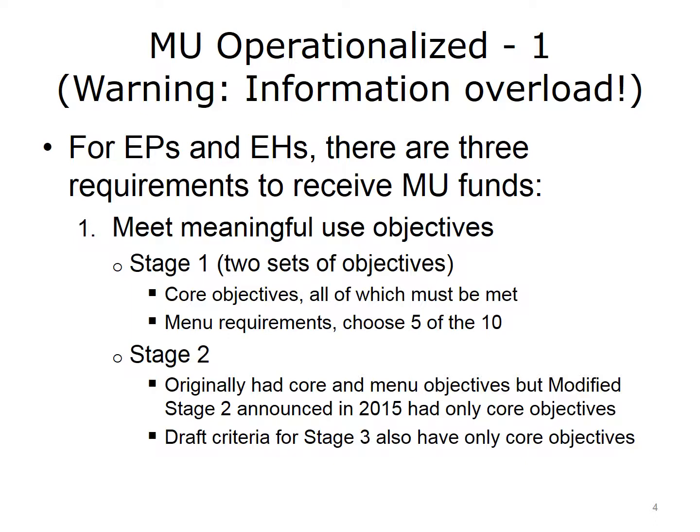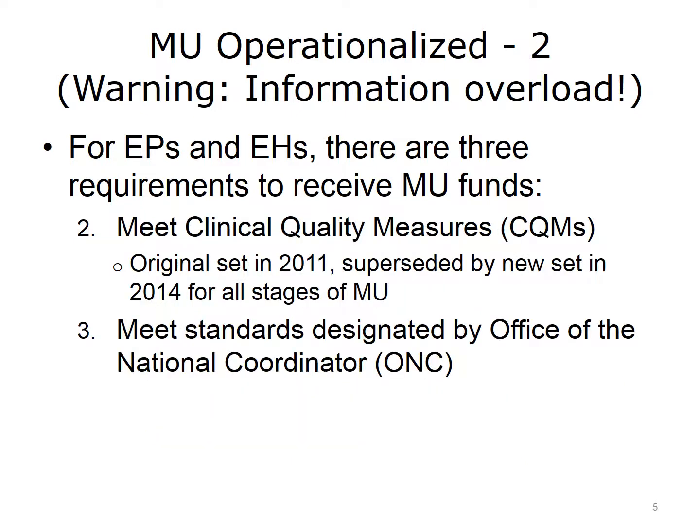Recently, Stage 2 has been modified to have only core objectives. In addition, the criteria for Stage 3 have been released. In this new setup, those seeking remuneration via the Meaningful Use program must meet all of the objectives. There are no choices. In addition to meeting the meaningful use objectives, there are clinical quality measures, or CQMs, that had to be met as part of the 3 requirements.